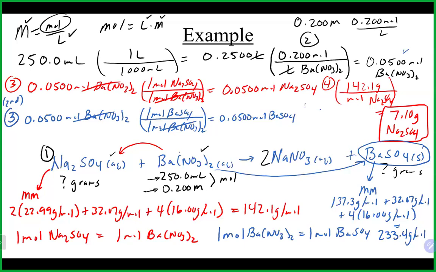So we'll use that here in the last step, 233.4 grams per mole of barium sulfate. This is our second step 4. In this case, 0.05 times 233.4, about 11.7 grams of barium sulfate would be produced. That also would be our theoretical yield, like normal, since it is a product. Any questions on that?